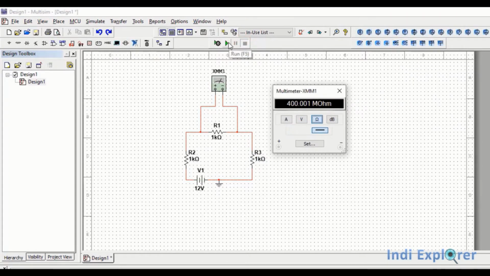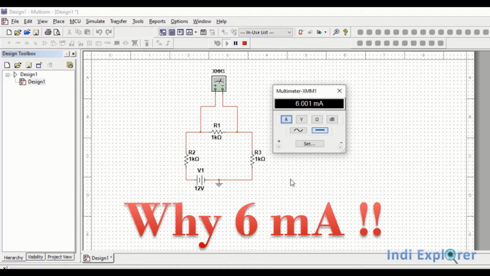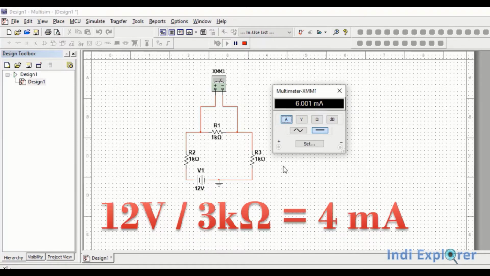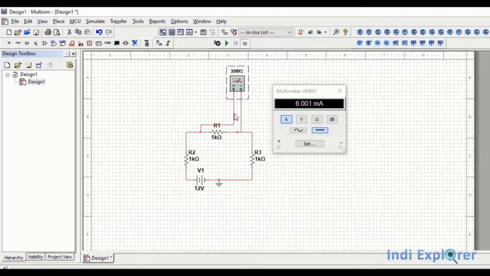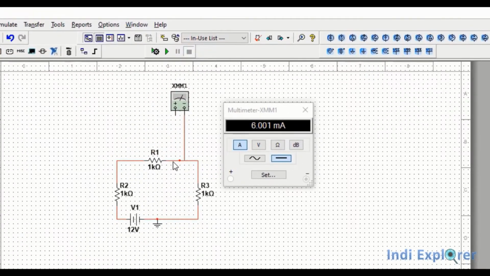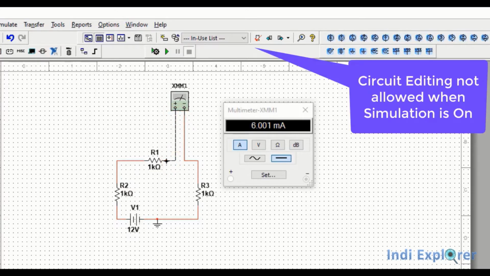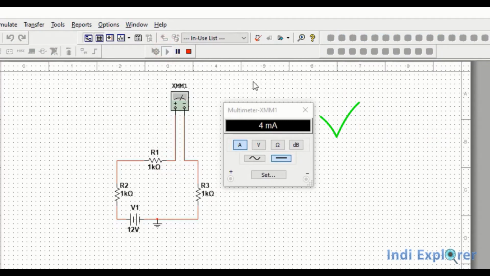Now coming back to the DC circuit, if you measure the current keeping the multimeter parallel to R2, we get 6 mA. I'll leave it to you to explain why it is showing 6 mA for this measurement configuration. To actually measure the current, the multimeter must be connected in series, like an ammeter. For any change in the circuit, the simulation must be stopped first. Here we get the correct measurement value.